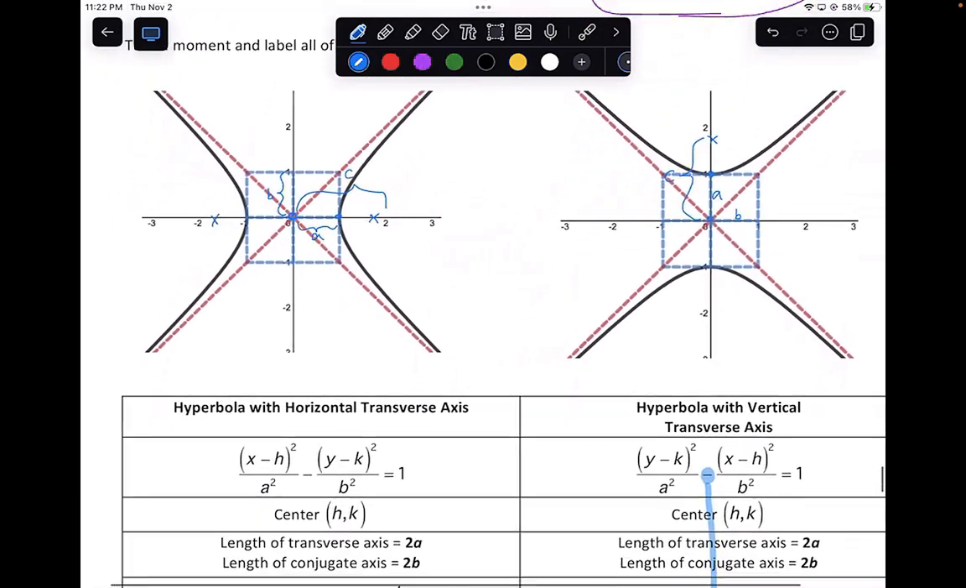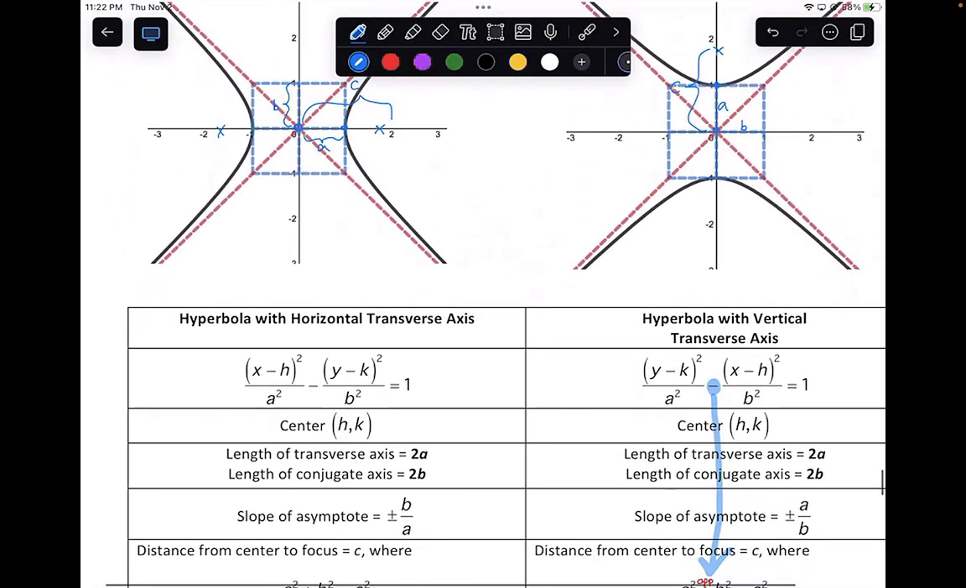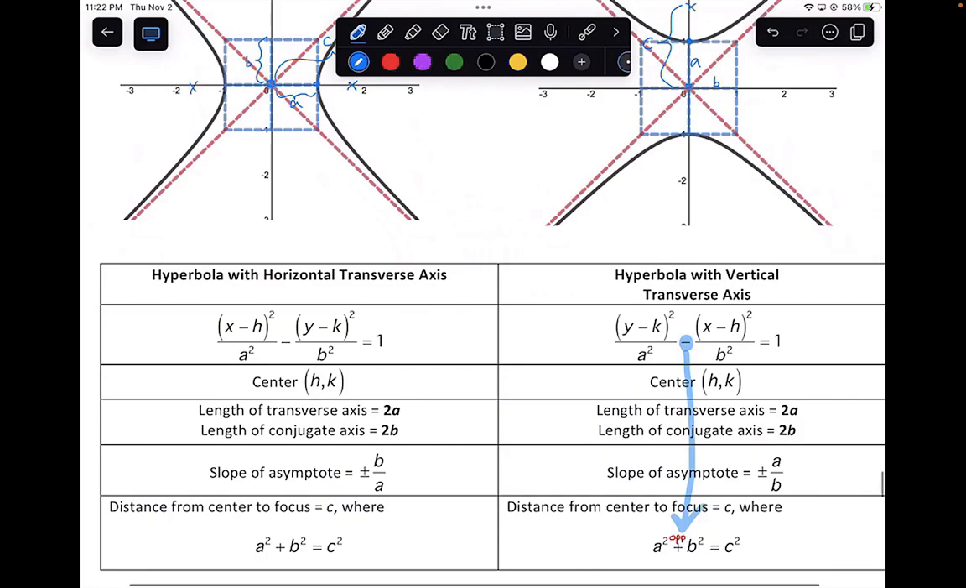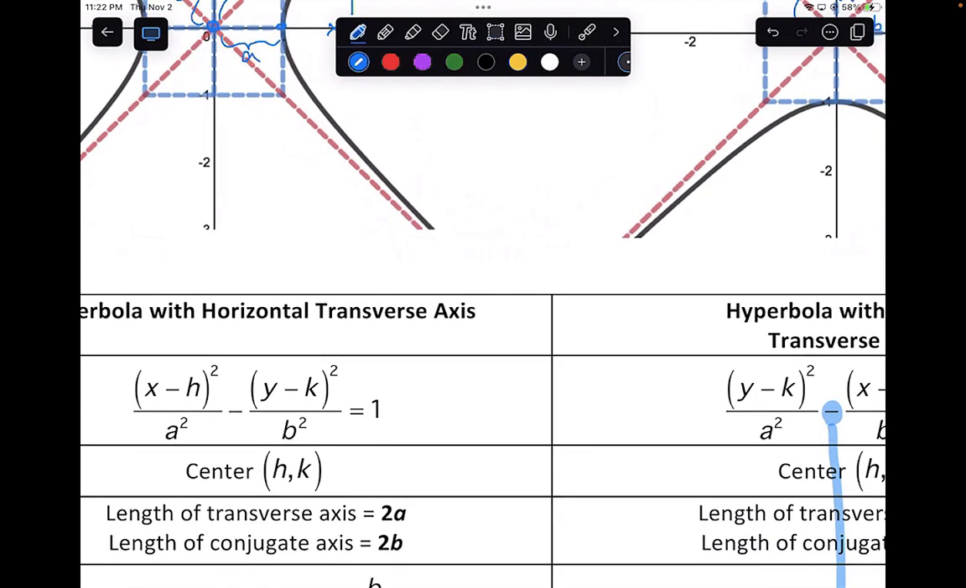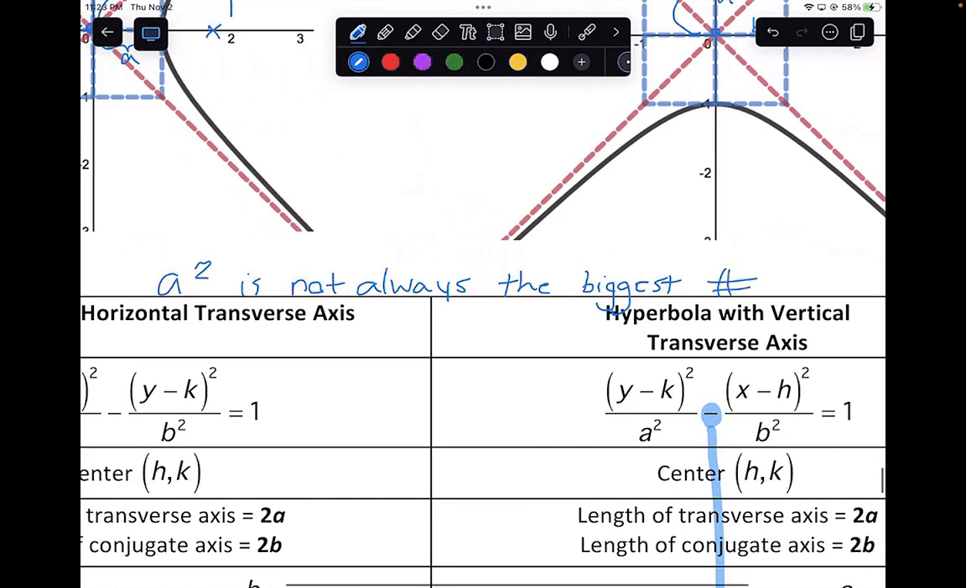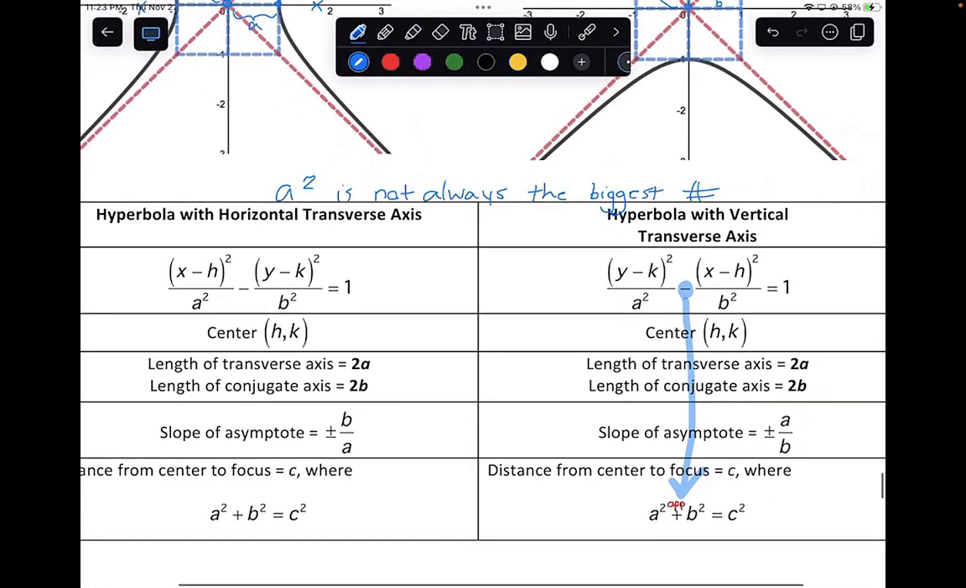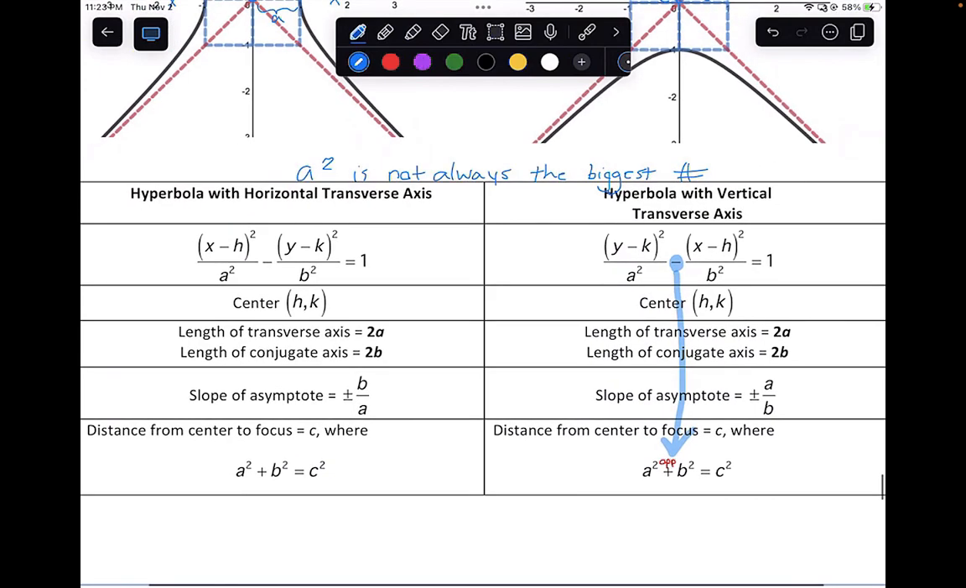Let's now look at the equations, because there's one major difference here. A squared, go ahead and write this down. A squared is not always the biggest number. I apologize because I forgot my Apple Pencil, so my handwriting is going to take a little bit of a hit here. But anyways, A squared is not always the biggest number like in the ellipses.